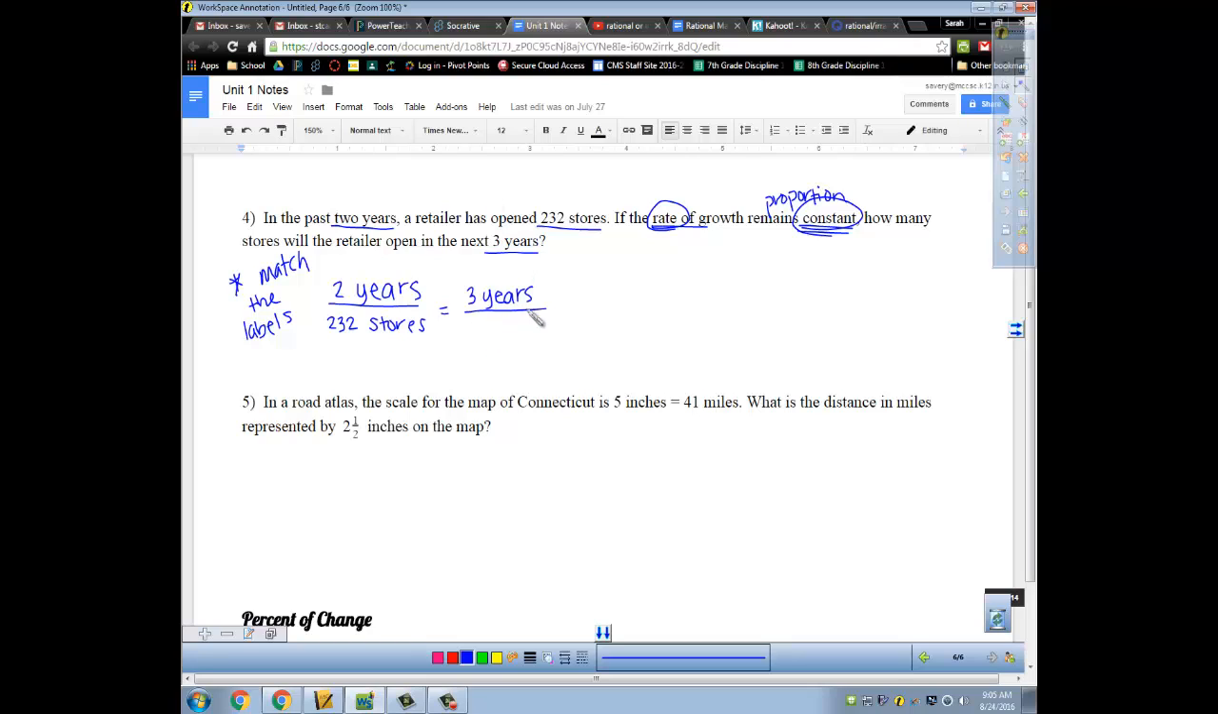And then I need a variable here. Some people would choose S, but S looks like a 5, so I'm just going to choose N. And anytime we have a story problem where we're picking a variable, we need to say what that variable stands for. So N is going to stand for the number of stores.